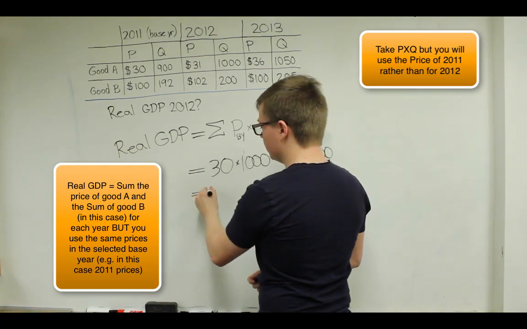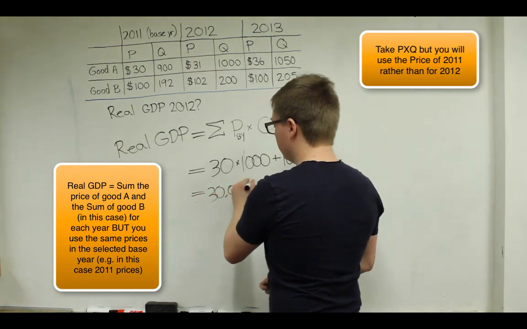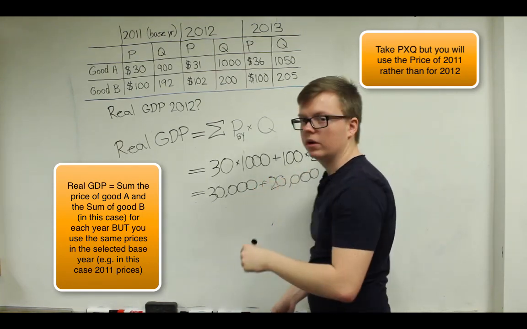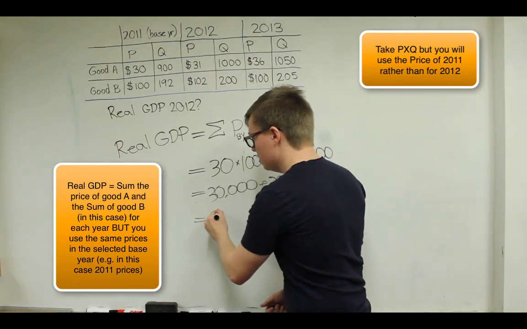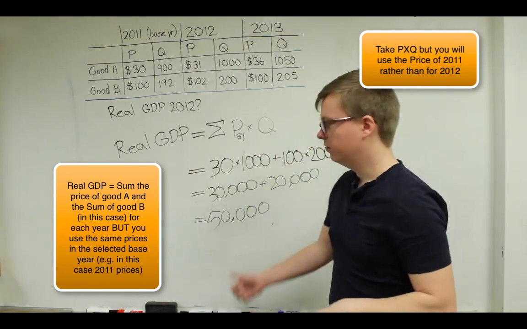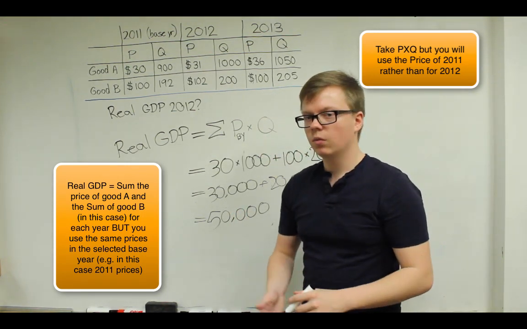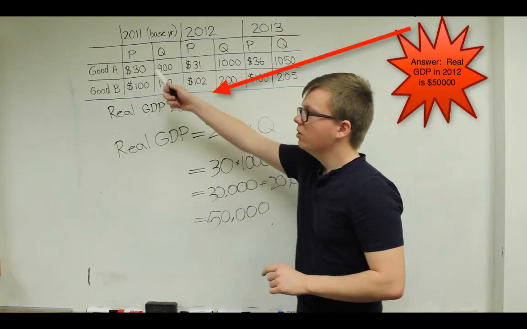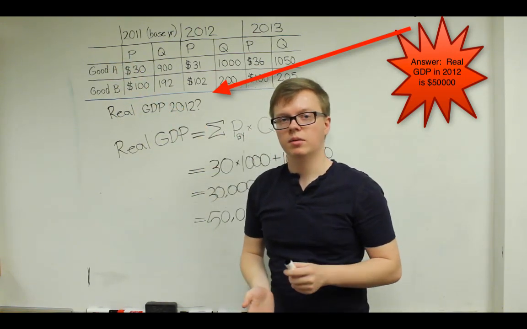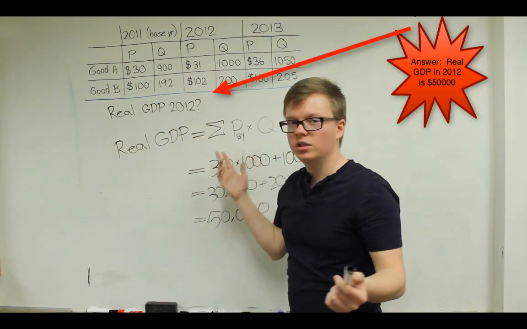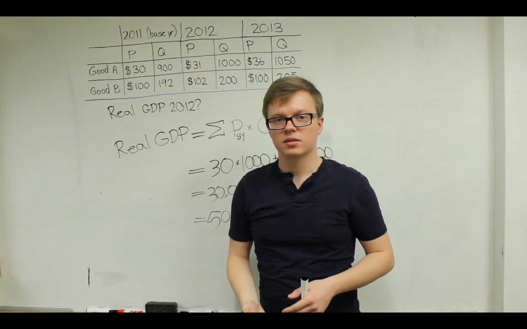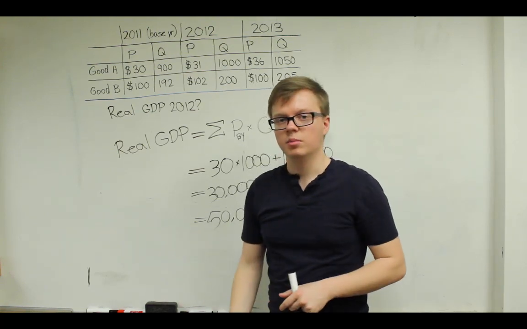If you multiply them out, you get 30,000 plus 20,000, and our final answer for real GDP in 2012 is $50,000. One thing to note here is that real GDP for the base year will always be the same as nominal GDP for that year. That's because when you're doing real GDP, you use the prices from the base year, and for the base year those are just the same prices.